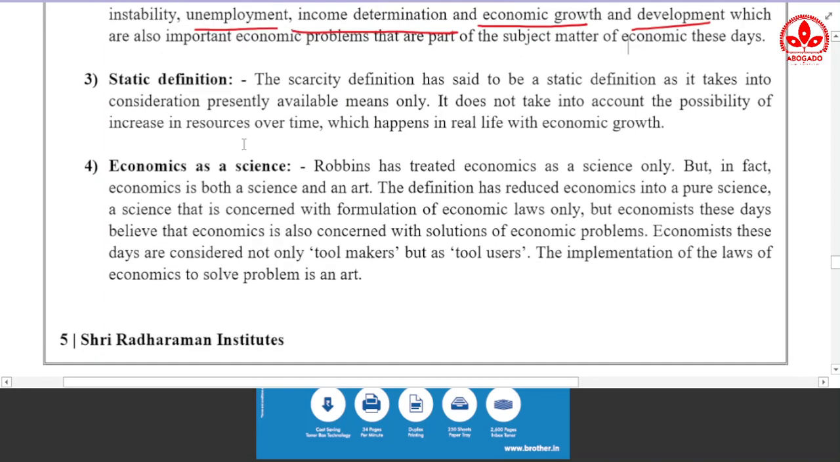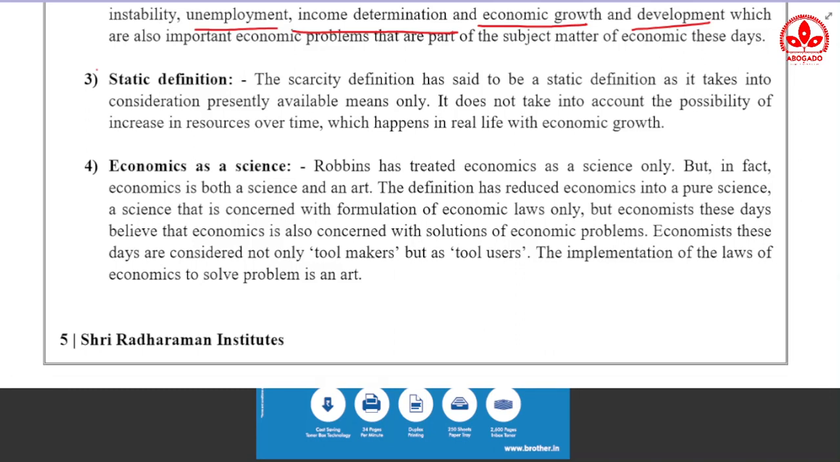After that comes the static definition. The scarcity definition is said to be a static definition as it takes into consideration presently available means only. It does not take into account the possibility of increase in resources over time, which happens in real life with economic growth. Now see what the scarcity definition mainly told us. This definition mainly told us that we have wants, and against those wants we have resources. So how those resources are to be used, that is the main study of economics. But according to the critics, the scarcity definition only considers the present time: that in the present we have this much want and this much resources. So how will these resources be allocated according to those wants?